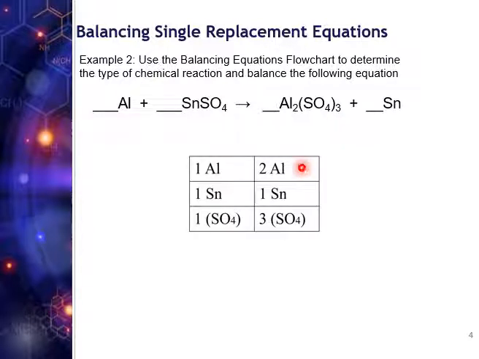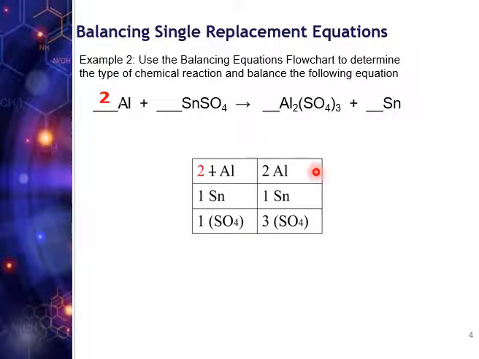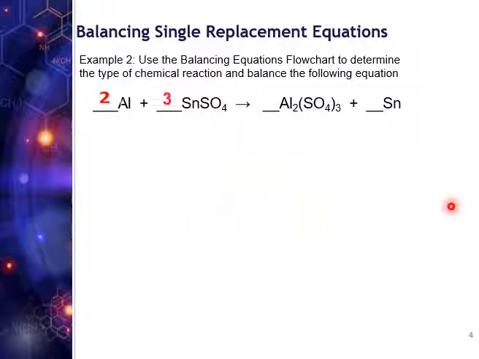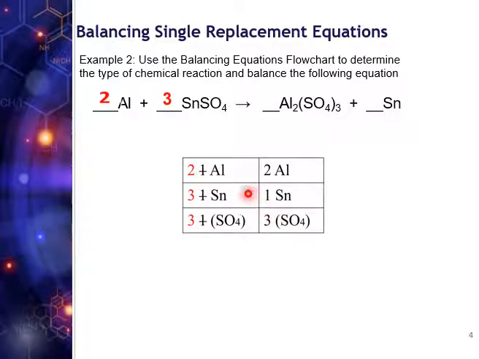Balance the metal first. We have 1 aluminum on the left, 2 on the right. We will multiply the left by 2, which will balance our aluminum. The next thing we need to do is to balance the sulfates. We have 1 sulfate on the left and 3 on the right. We will place a 3 in front of the tin-2 sulfate to balance the sulfate ion. That will also give us 3 tin. So we need to put a 3 in front of the tin atom on the right side of the equation.